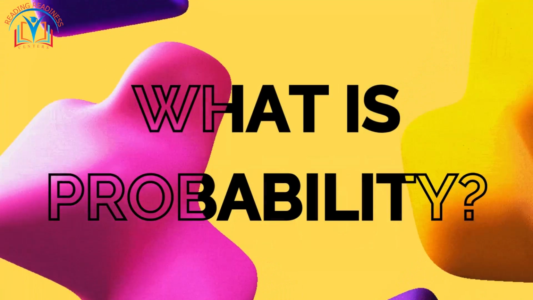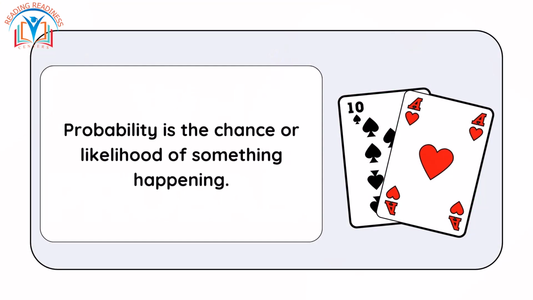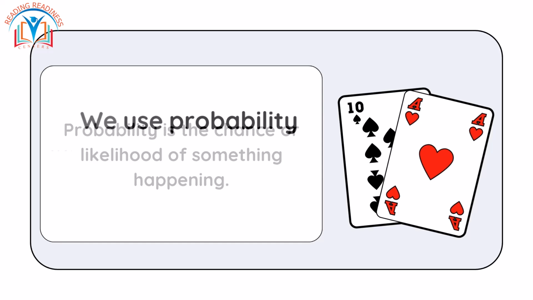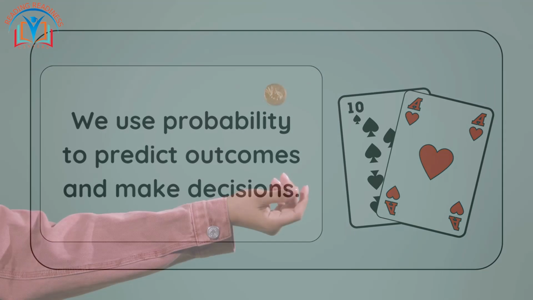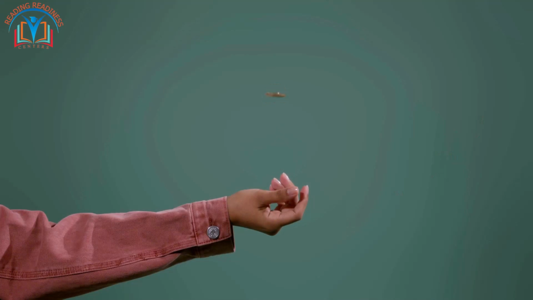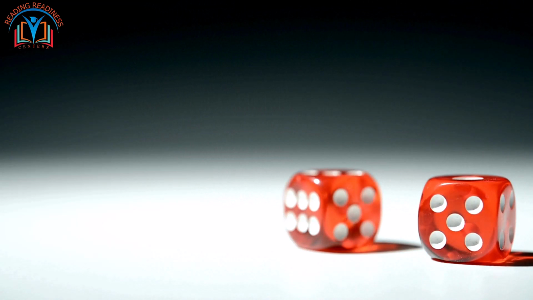What is probability? Probability is the chance or likelihood of something happening. We use probability to predict outcomes and make decisions. It's like trying to guess what will happen next when you flip a coin or roll a dice. The more times you do it, the more likely you are to get a certain outcome.